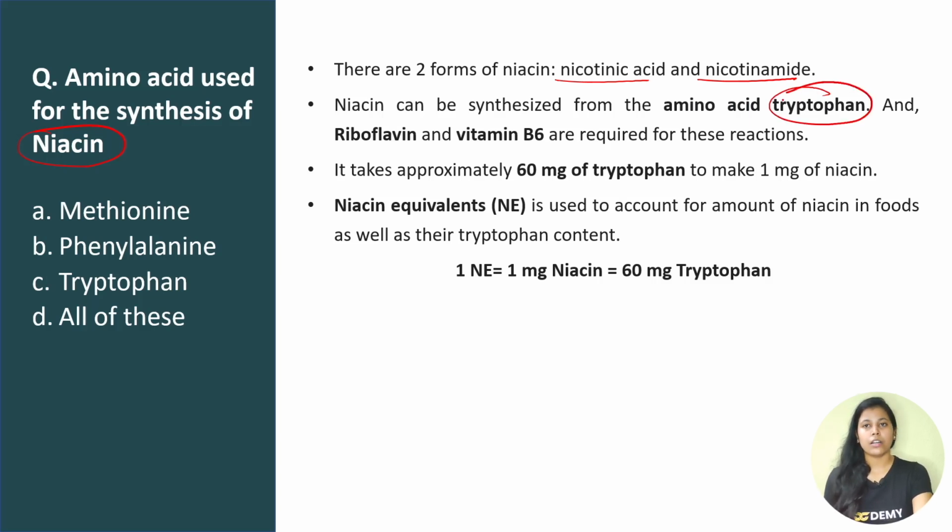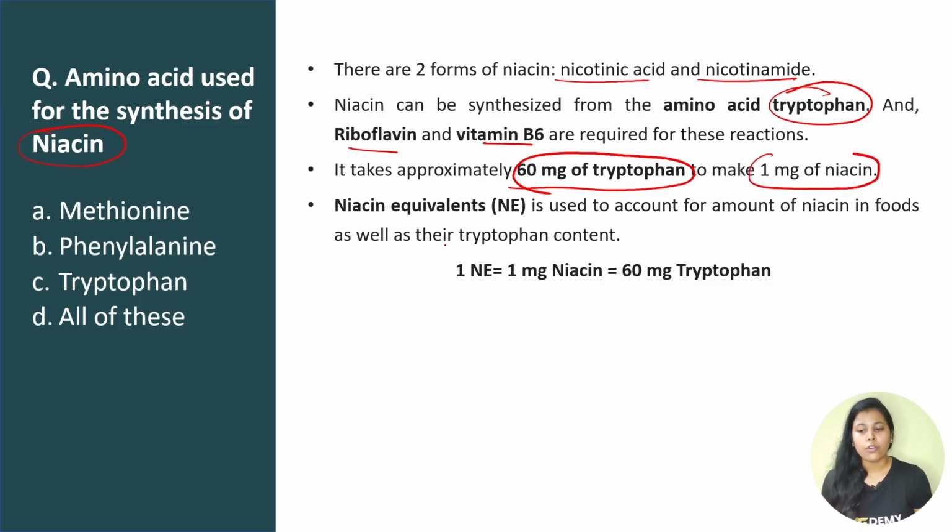So if you consume this tryptophan, it is required for niacin production in the body as well. For this conversion from tryptophan to niacin, other vitamins are required, such as riboflavin and vitamin B6 in these reactions. And how much tryptophan will make how much niacin? We have seen that 60 mg of tryptophan is going to produce 1 mg of niacin. Also, to account for this amount of niacin or tryptophan in foods, a particular term, niacin equivalent, is used. So one niacin equivalent is 1 mg of niacin or 60 mg of tryptophan. So now you can answer which of the following is the amino acid producing niacin. Tryptophan will be the correct answer over here.